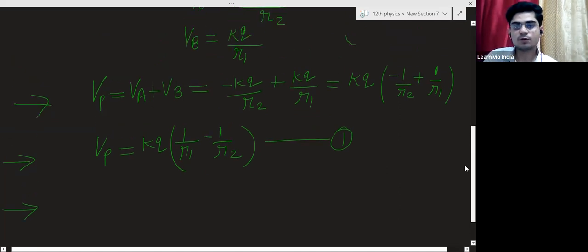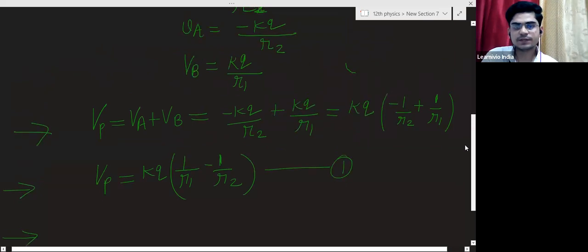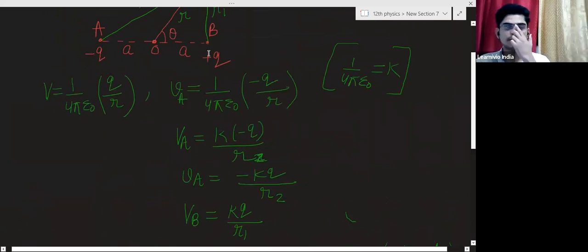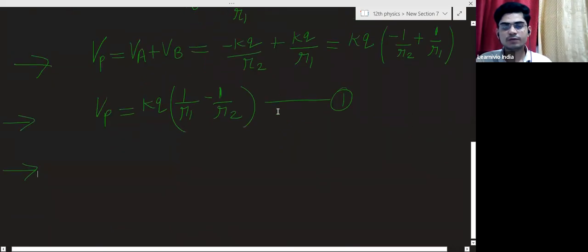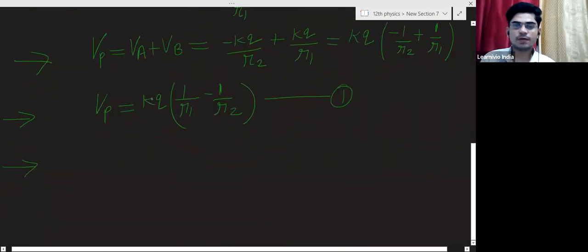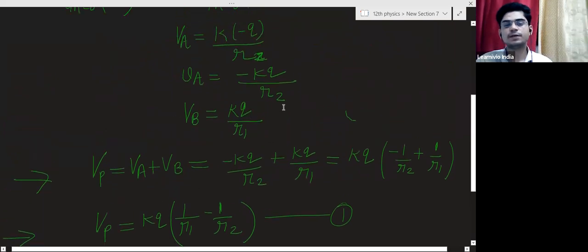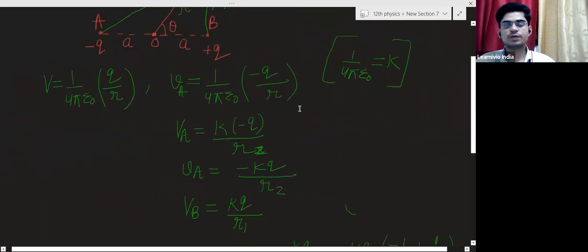So from here, this is the resultant potential at point P due to this dipole. Now we will calculate the value of this expression, 1 upon R1 minus 1 upon R2, in terms of A, theta and R. So have you noted this down?